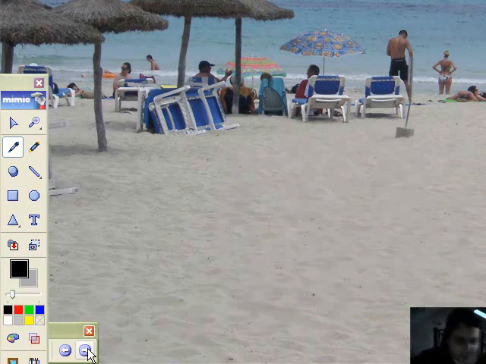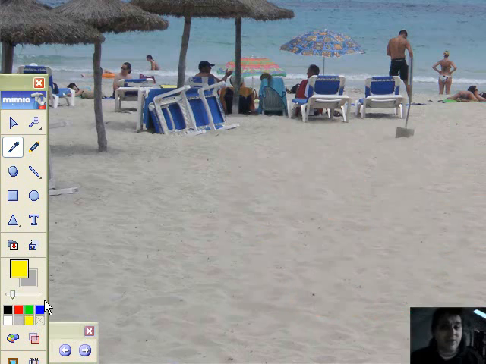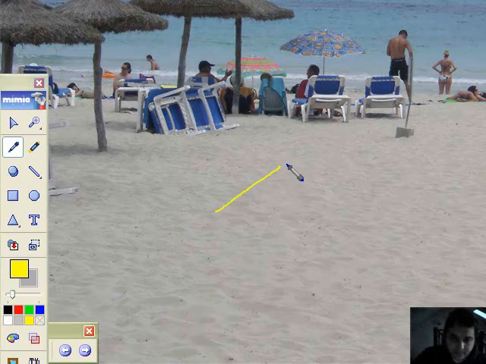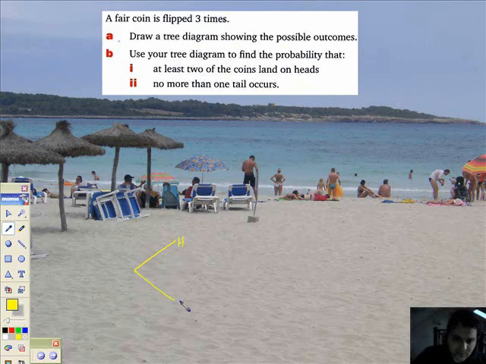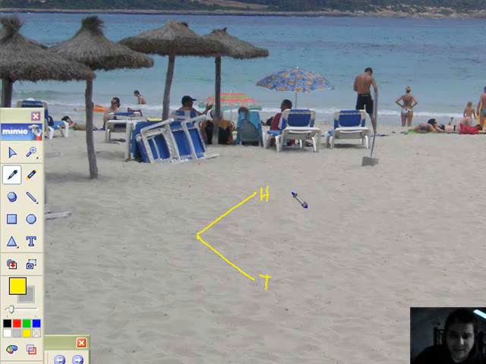Yes, I have. This is question 7 about flipping coins. And I think I'll change to a nice bright colour here. It says a fair coin is flipped 3 times. We've got heads, tails, heads, tails, heads, tails. Draw a tree diagram showing the possible outcomes. So here we go. I could get a head or I can get a tail. That's the first go. Or I can get a head and a tail, the second go. A head and a tail, the third, the second go.